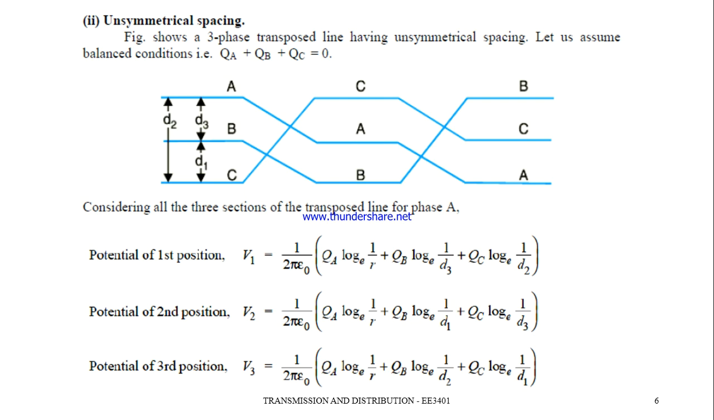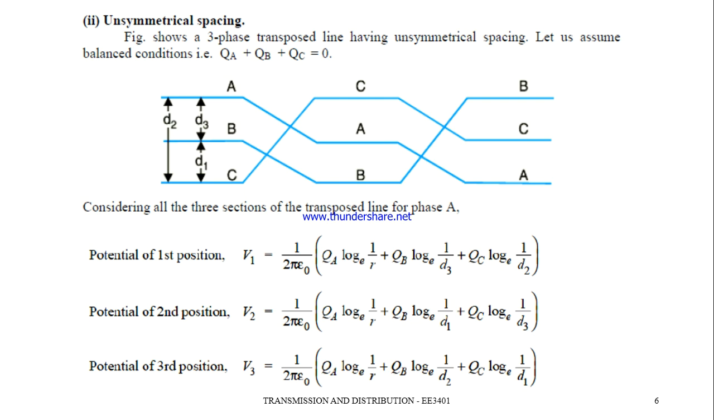In the first position, conductor A has a radius of r. I mean we are going to consider conductor A alone first, so it is 1 by r. While considering B, it is D3, and while considering C, it is D2.